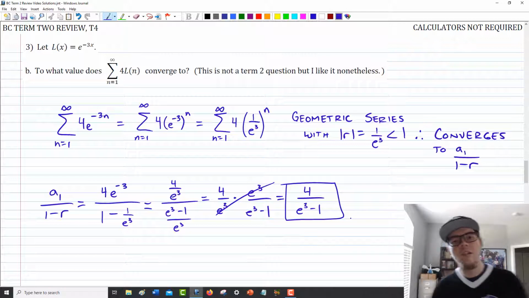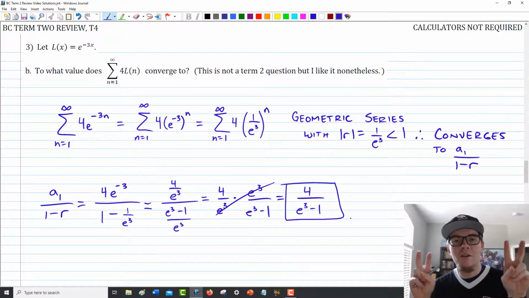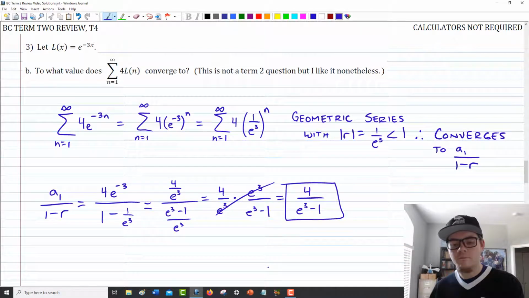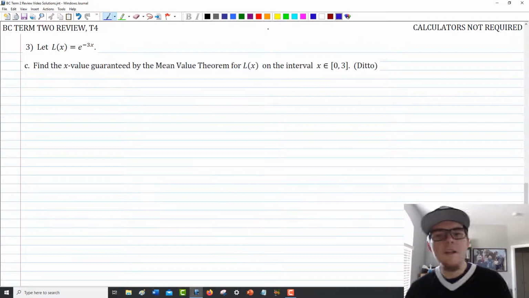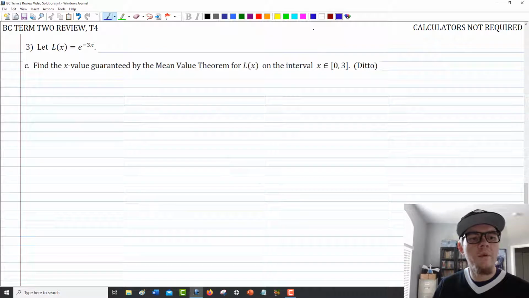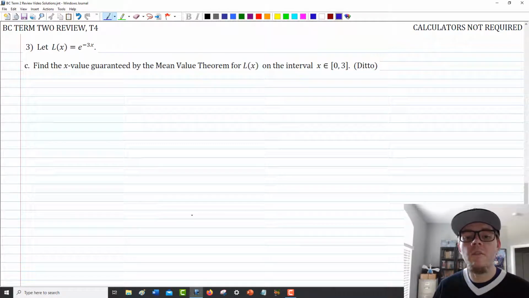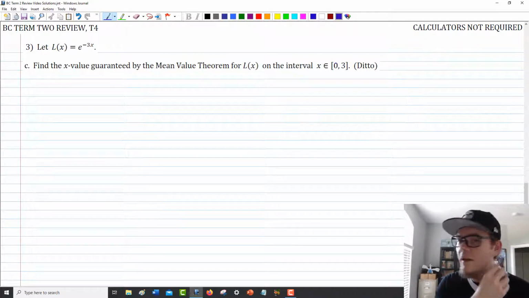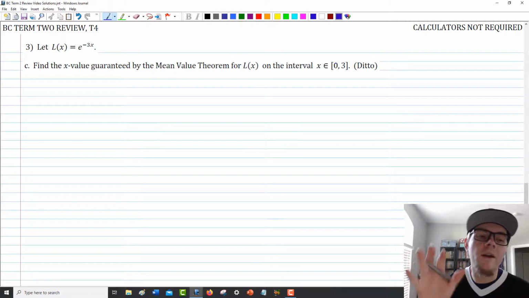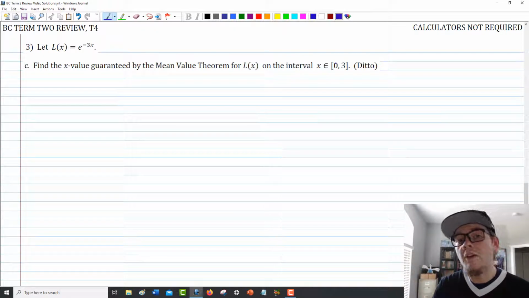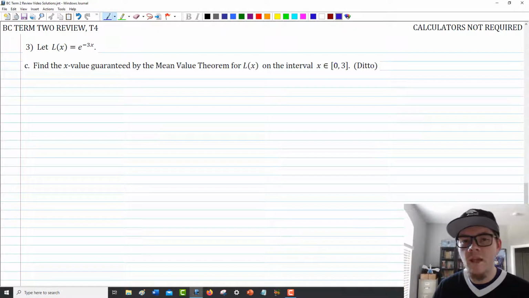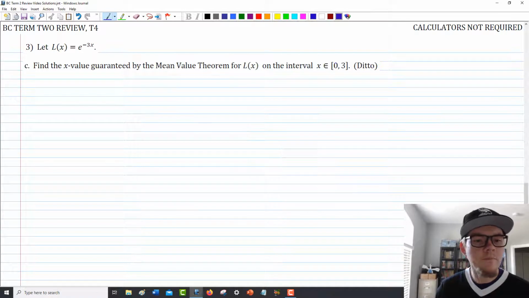We just found it using the same properties of geometric series that you've been studying in this term. Finally, to end part 3, we have part 3c, which asks us to find the x value guaranteed by the mean value theorem for L of x on the interval from 0 to 3. Again, not a term 2 calculus BC topic, but definitely an AP topic that could show up as well.